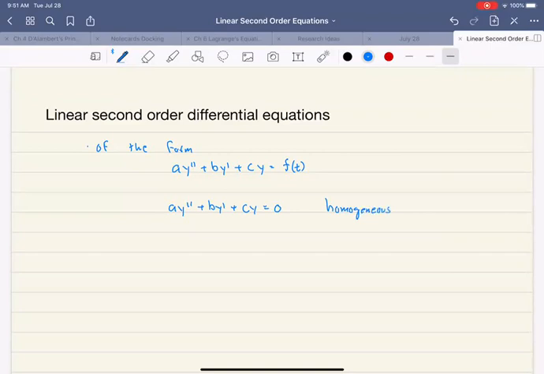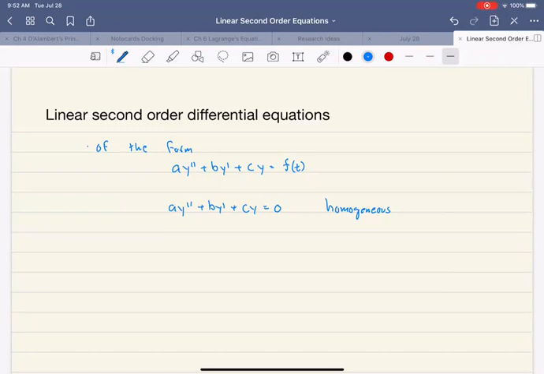Same word as what we were using before for something different, but it has a different meaning. In fact, even in the book they point that out. This has nothing to do with the other homogeneous. I always think that when you use the same word in mathematics, there's a connection somehow, but I don't know the connection between these two.